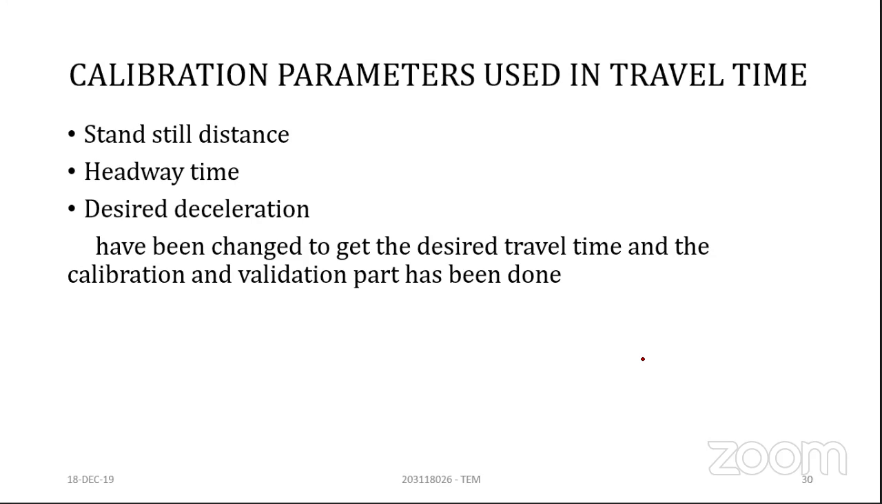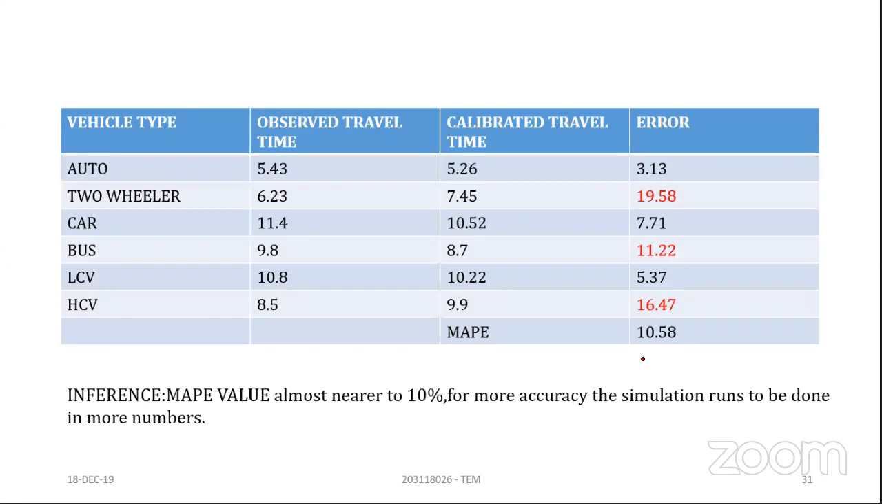We are considering standstill distance, which is available in the software, then the headway time, and desired deceleration value. So we are changing these values and performing the simulation again. Then we are checking what the MAPE value will be. If it is not less than 10%, again we perform the trial and error process. To calibrate the travel time, basically we are considering these 3 parameters. I'm not going into the technical aspect, as it may be tedious and take some time, so I'm going directly to the results.